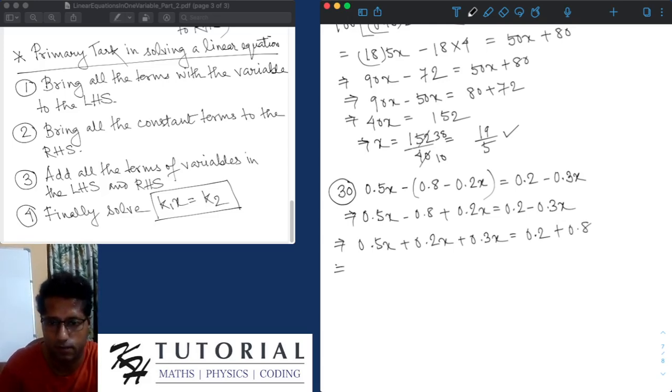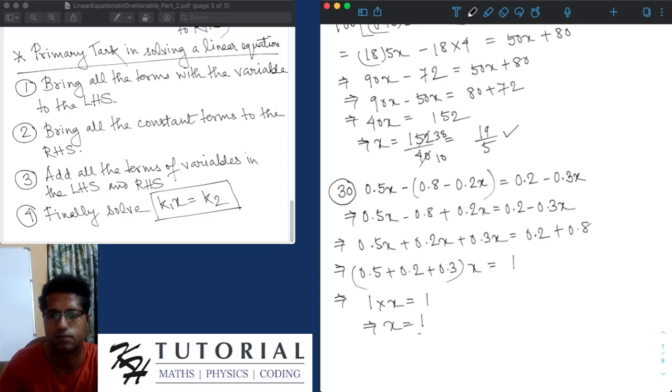Now if I add up all the terms on the left hand side and the terms on the right hand side, I get 0.5 plus 0.2 plus 0.3 x equals 0.2 plus 0.8 is 1. Also 0.5 plus 0.2 plus 0.3 is 1. So 1 into x equals 1. This implies x equals 1. So I think this is the best way to solve it.